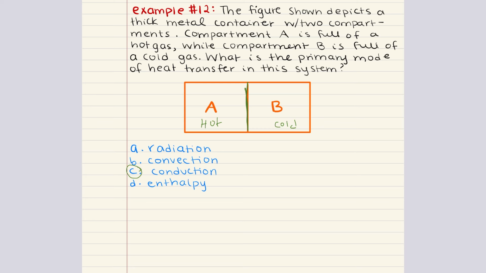Now, as for convection, this cannot occur through the solid metal wall since it requires the movement of fluid itself. It's not radiation because while radiation can transfer heat through empty space, it is not the primary mode here because the metal wall will mainly conduct heat directly through molecular collisions rather than relying on radiation. And as for answer choice D, which says enthalpy, this term refers to the total heat content of a system, and it is not a mode of heat transfer. So again, the correct answer for problem 12 is going to be answer choice C.